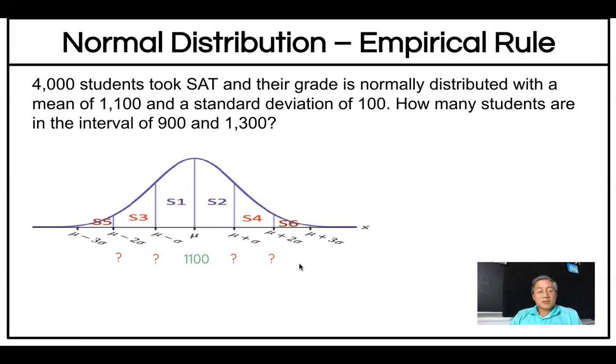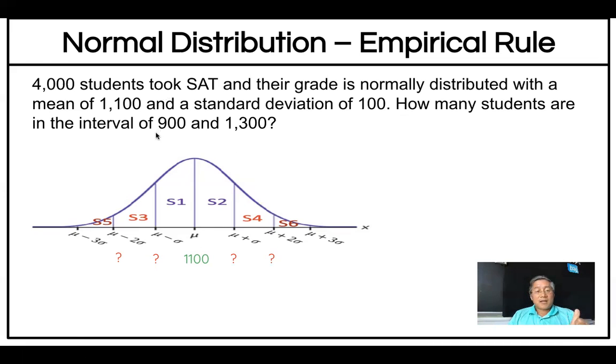How many standard deviations is 200? We should calculate. So to measure how far from the mean, we use a standard deviation, right? So 900 is how many standard deviations less from the mean? Because standard deviation is 100, so 200 is 2 standard deviations. So 900 will be here. Do you get it? Right, 2 standard deviations away from the mean, which is 1,100, right? So 1,300 also here, 2 standard deviations away.